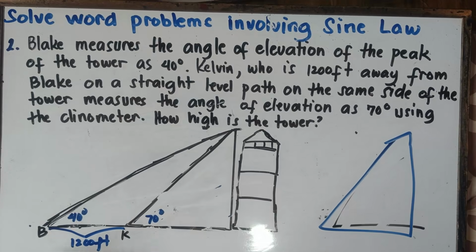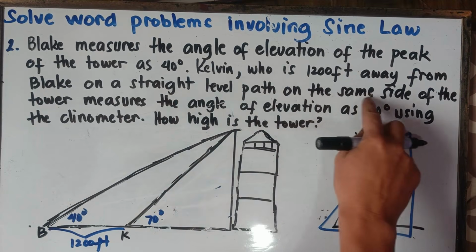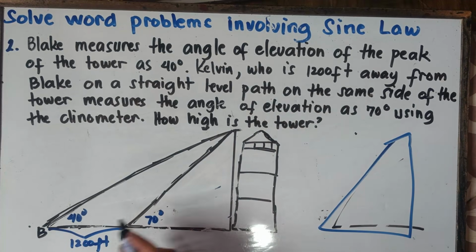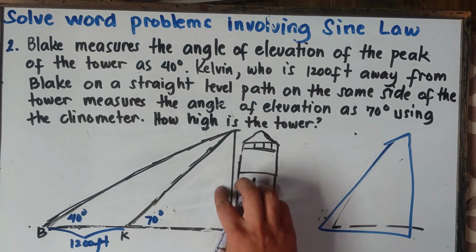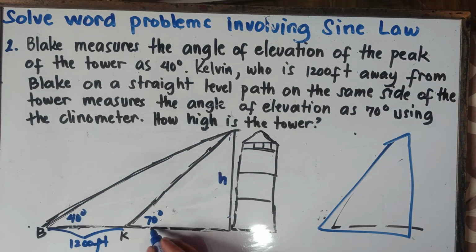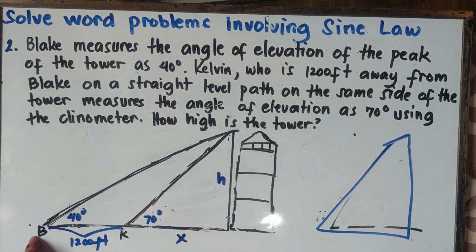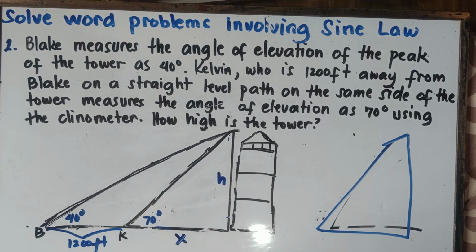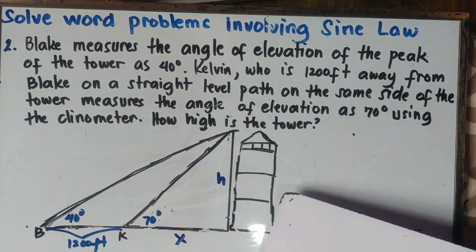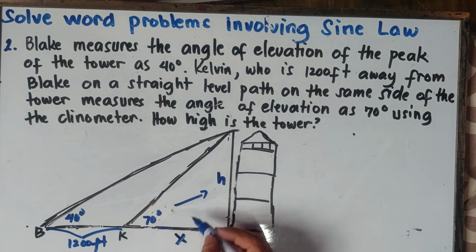Alright, and then we have Kelvin, who is 1,200 feet away from Blake on the straight level path, on the same side of the tower, and measures the angle of elevation as 70 degrees. So we have 70 degrees. And then we're looking for the height, H. Of course, we don't know the value of this one, but we know from Blake to Kelvin there will be 1,200 feet. If we're looking for X, we can find this one using tangent theta. We have the opposite, 70 degrees opposite, we have H, and then the adjacent.